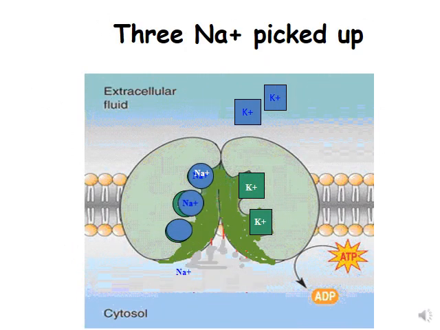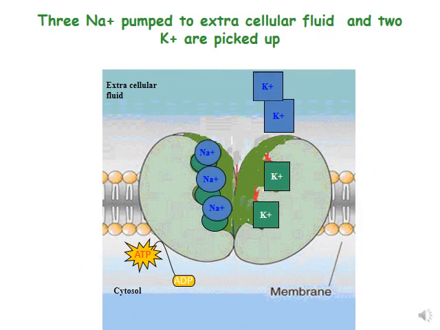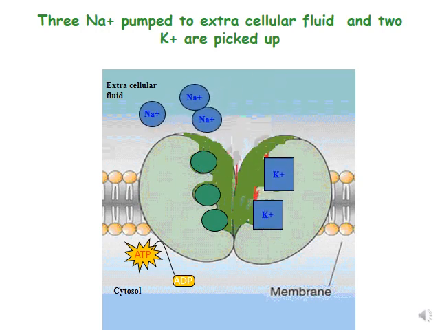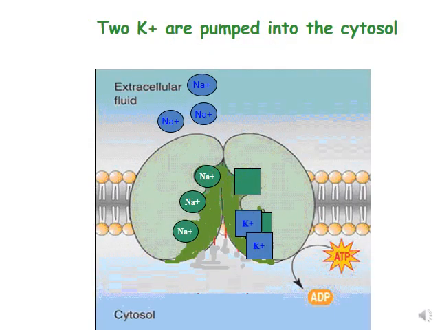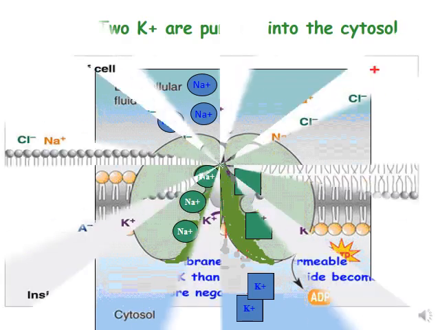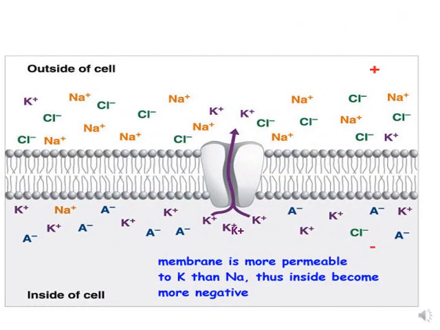So here, 3 Na+ are picked from the cytosol toward the cell, and these 3 Na+ will move outside to the extracellular fluid, and 2 K+. So here we have 3+, here we have 2+. So we lose 1+ here. 2 K+ are pumped into the cytosol, while the others are moved toward the extracellular fluid.